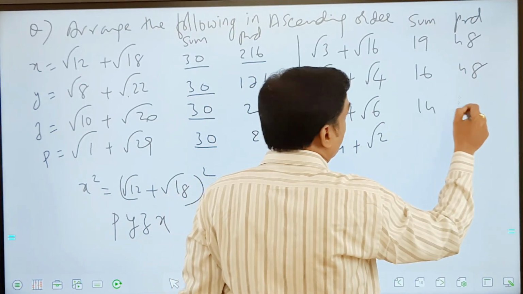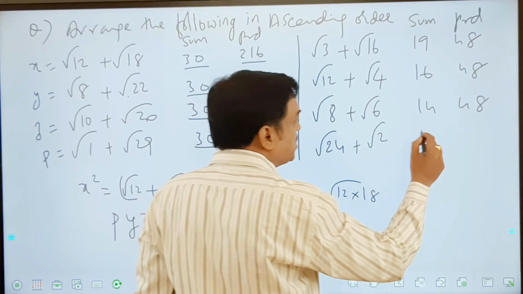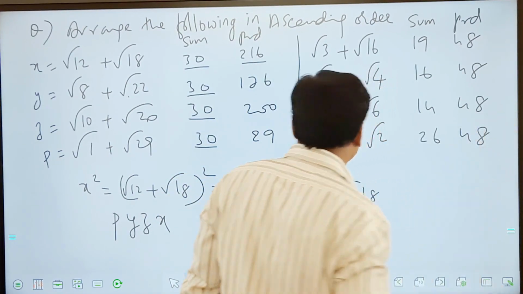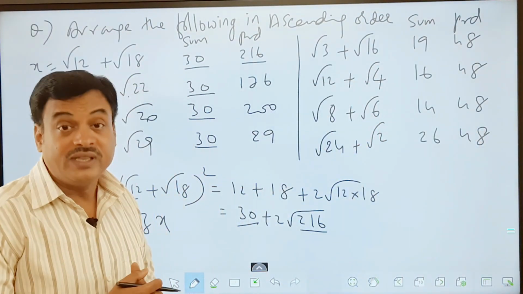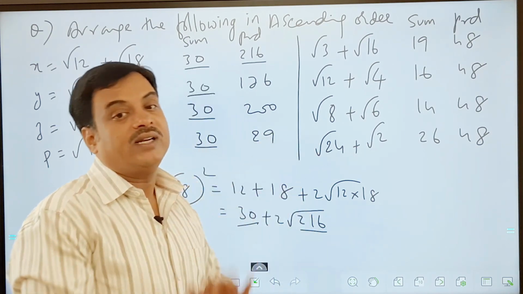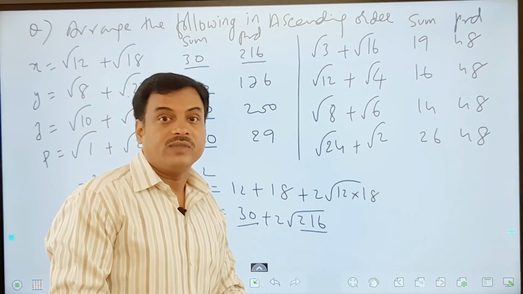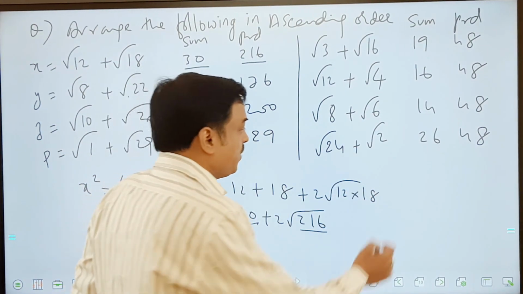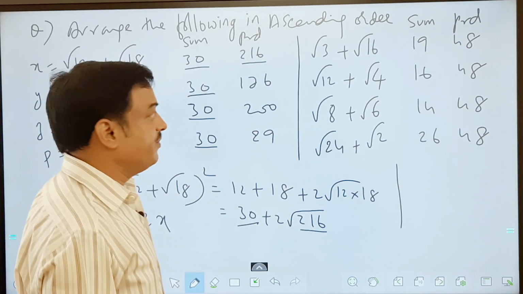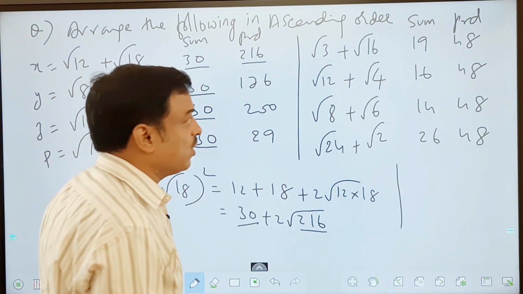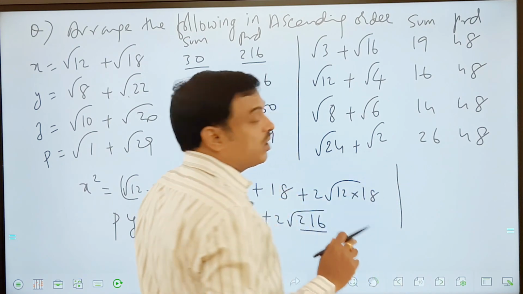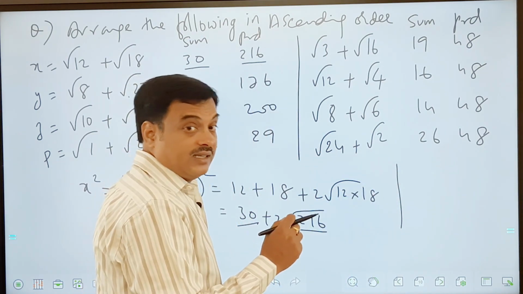Sum is 14, product is 48. And sum is 26, product is 48. So the examiner has given this question keeping the product the same. If the product is the same, then I can arrange by sum. So if I wish to get an ascending order of this, since the product is the same, the ascending order is now based on the sum values.